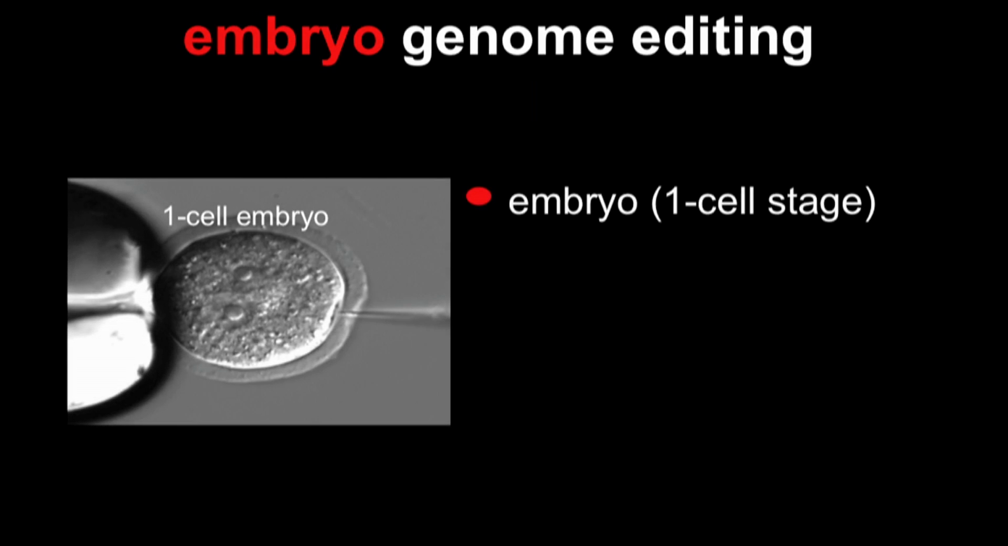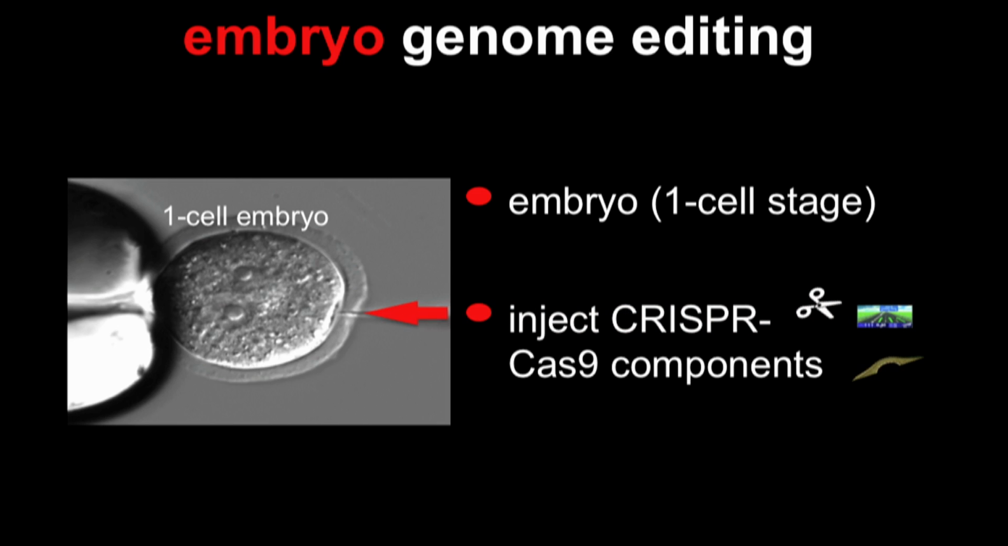So this is a micrograph of a one-cell mouse embryo. One-cell human embryos look very similar. And it's being injected with a very gentle needle here with the CRISPR-Cas9 components so that they can do the edit of the affected gene at the one-cell stage.